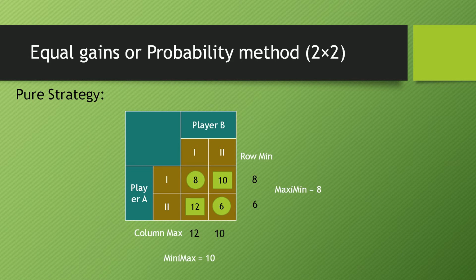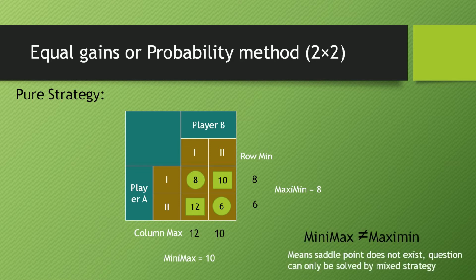Now the column maxima. Column maxima for first column is 12. The column maxima for second column is 10 that we have highlighted using squares. Now we will find the maximin and minimax. The maximin is 8 and minimax is 10. That means minimax is not equal to maximin. That means saddle point does not exist. That means question can only be solved by mixed strategy.